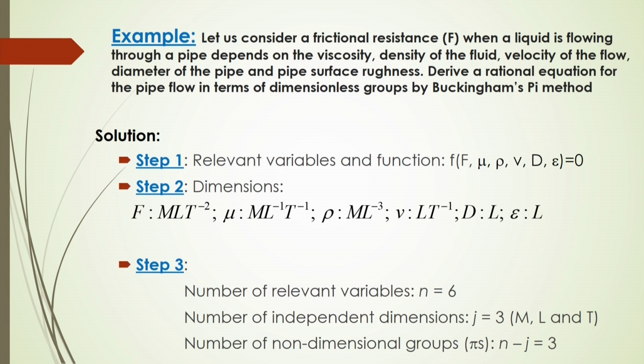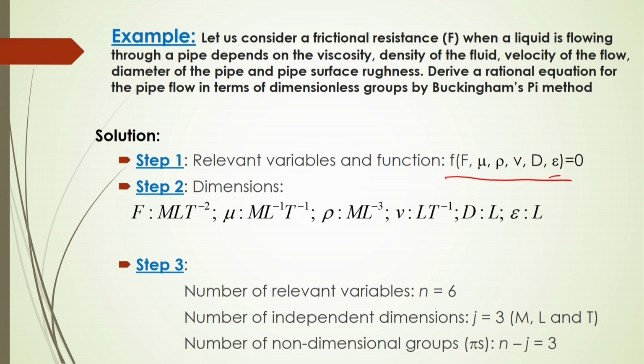Now, step by step you have to do all those analyses. Step 1: what are the relevant variables that you have to find out, and what will be the function. Here the variables are frictional resistance F, viscosity mu, density of the fluid rho, velocity of the flow v, D the diameter of the pipe, and epsilon, which is the pipe roughness. Then we can have the function f(mu, rho, v, D, epsilon).